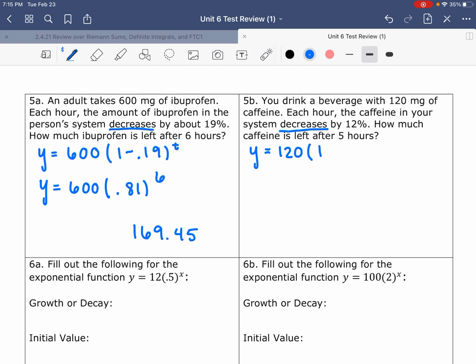It's percent, so I have a 1. And since it's decay, it's going to be minus 12% as a decimal, which is 0.12. It's going to be to the power of t. Then I simplify this, so y equals 120 times 1 minus 0.12. If you're not very comfortable subtracting decimals like this, just put it into the calculator as 1 minus 0.12. That's okay. But you would get 0.88. And then we're looking for after 5 hours, so that t is going to become a 5.